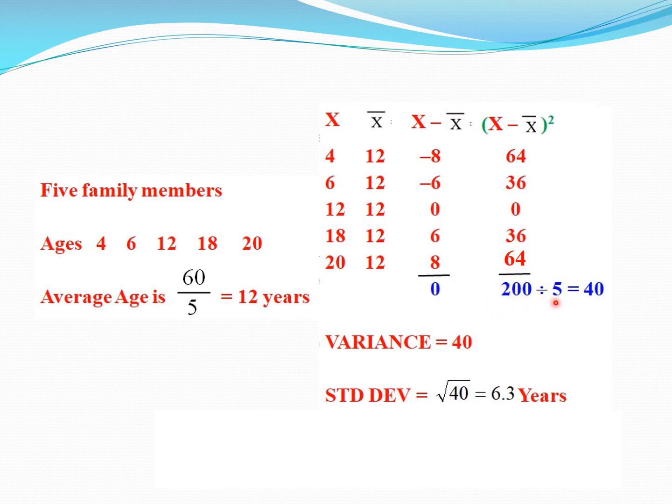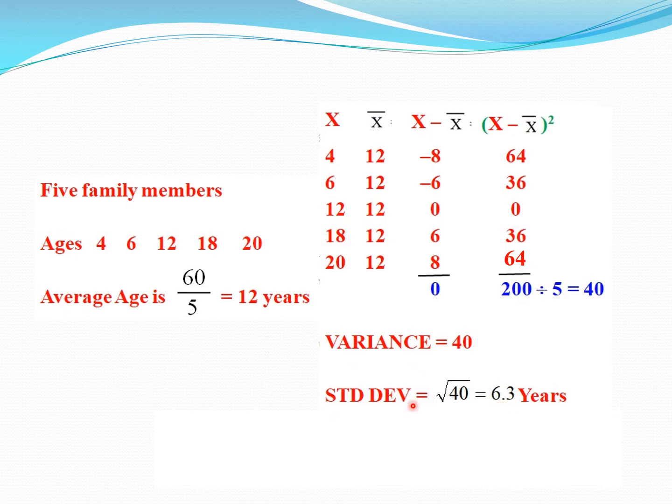And 200 divided by 5 is equal to 40. So the variance this time is equal to 40. The variance is higher this time. We knew that because 4 is much further from 12 than in the previous set of data. Okay, so the variance is 40, and then we take the square root to get the standard deviation. Standard deviation is square root of 40, 6.3 years.